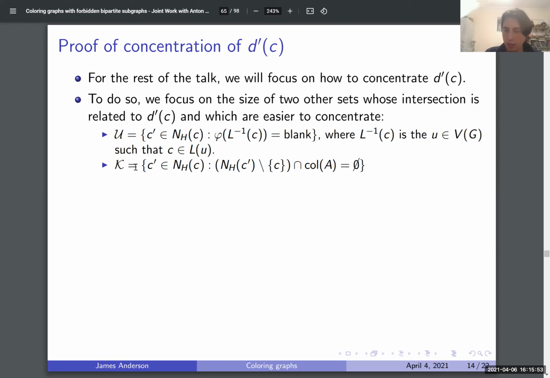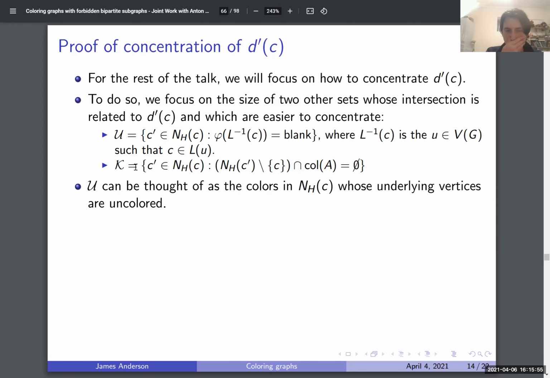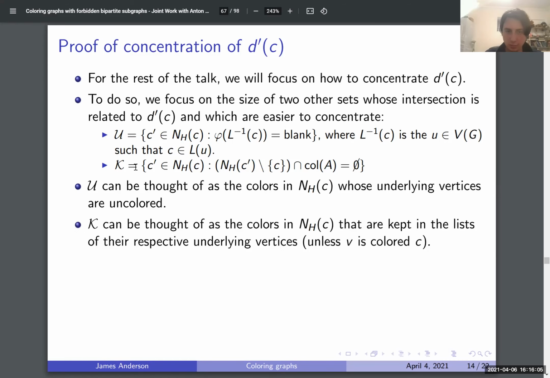So what's the intuition behind these? Well, U can be thought of as these vertices whose underlying vertices are uncolored. So U for uncolored. And K can be thought of as the colors in the neighborhood of C that end up being kept in their list. Of course, unless V is colored C, but that's a small technicality.